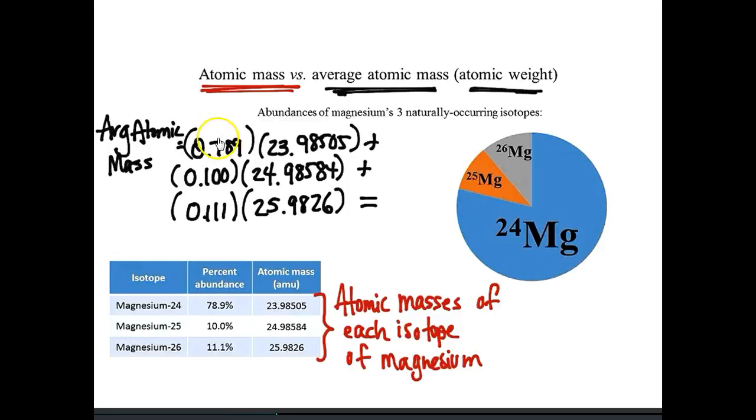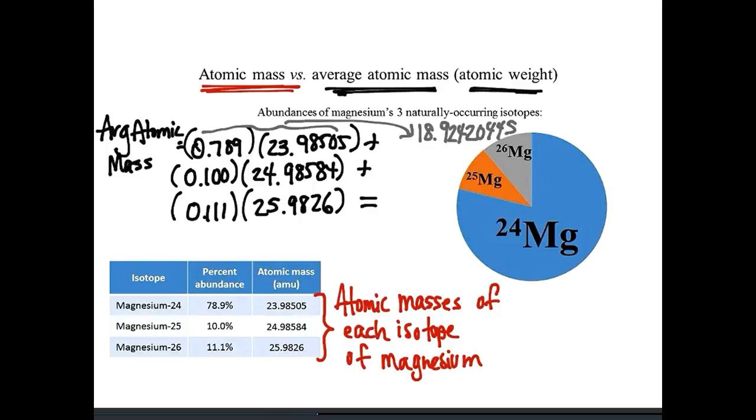where you have each abundance, 0.789, so that's the 78.9%, and we have made it a fraction out of 1 instead of out of 100. And again, you can make it 78.9 divided by 100 as a fraction, but that's the same as 0.789. And then you multiply that number by its mass, which is also given in the table, and then you add to that the next one, which is 10% abundant, 0.100 times the next mass, and then 0.111, which is 11.1% times its mass.